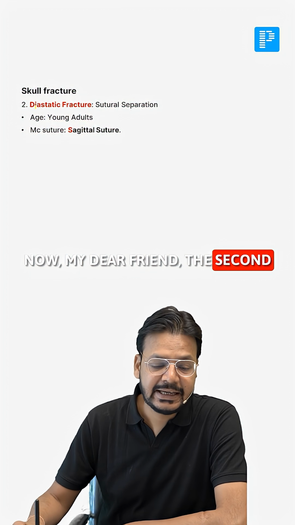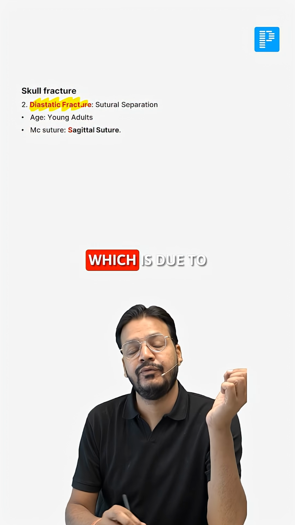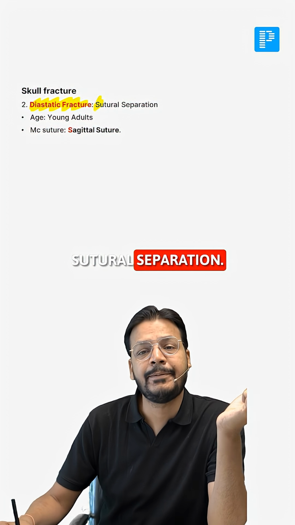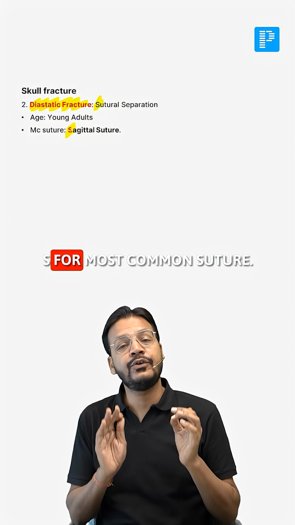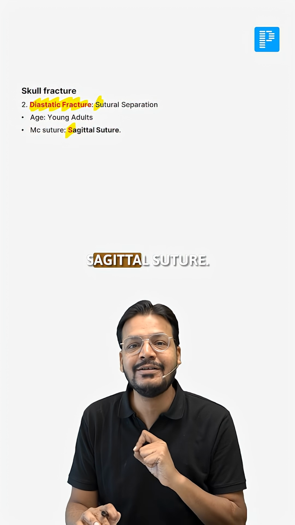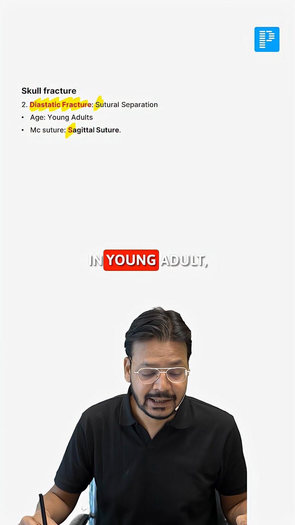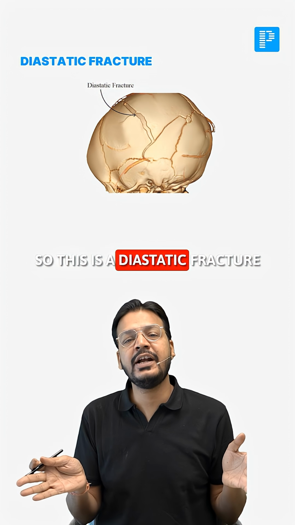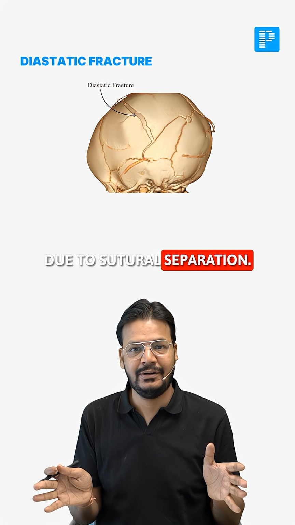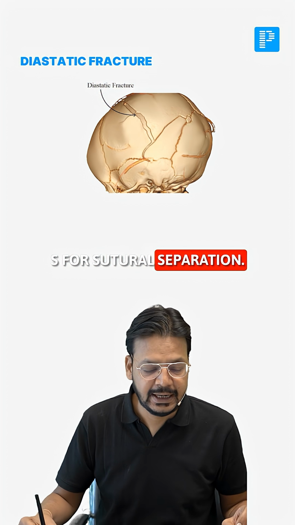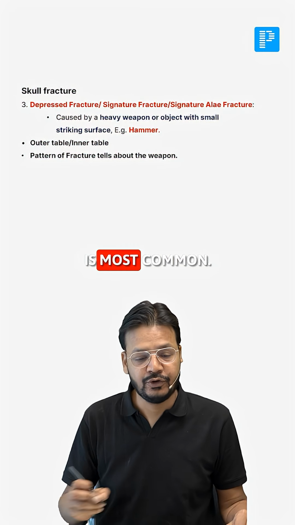Now, my dear friend, the second fracture is diastatic fracture, which is due to sutural separation. The most common suture involved is the sagittal suture. It is commonly seen in young adults. So this is a diastatic fracture due to sutural separation, and the sagittal suture is most common.